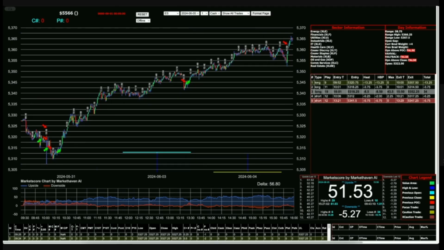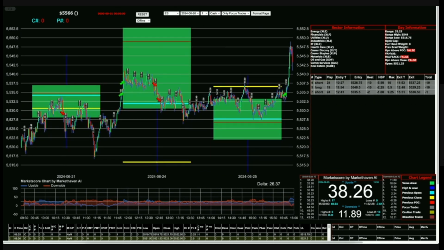So now we're going to talk a little bit about how to trade with Marketscore. The first thing to keep in mind, and I'm going to go through NQ and ES. I'm going to do the ES first, and then I'll switch over to the NQ and show you how to trade those days. But the idea is that you should not have to have a crazy stop.